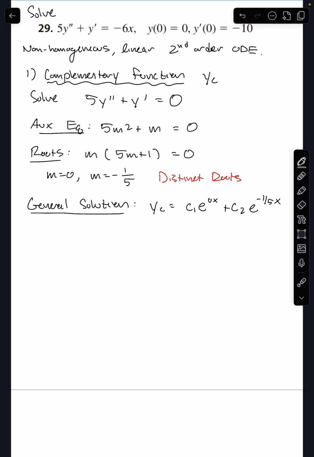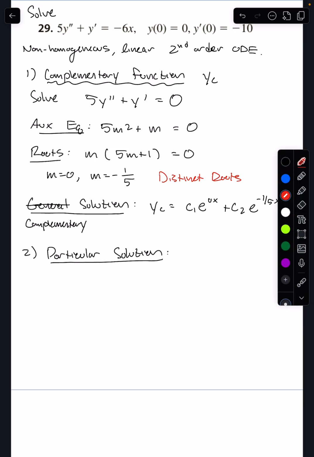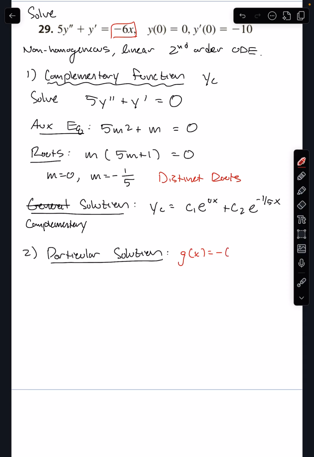And in order to solve the differential equation, or at least find the general solution, I guess we should call this the complementary. In order to find the whole general solution to the original differential equation, we also need to find a particular solution. And now to do this in general, usually you look at g of x, which is this negative 6x term. And so we make a guess that our particular solution is a degree 1 polynomial. So that would be something like ax plus b.